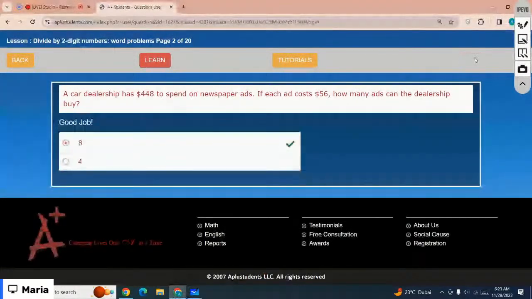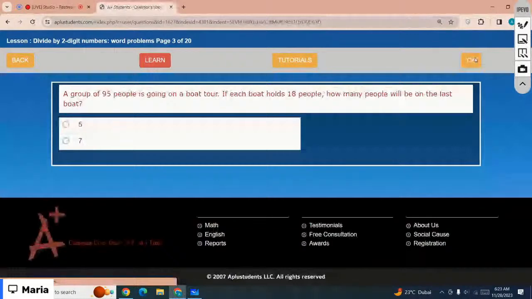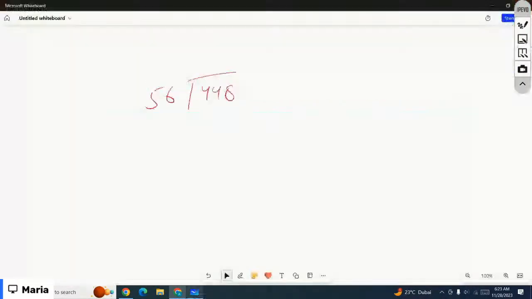Now you're deleting your messages because you don't know how it is 8. Wow, great. You're just guessing the answers. It is 8. You can see here 56 times 8. I just asked how it is 8, and you keep removing your messages. 8 times 6 is 48. 8 times 5 is 40, and 4 more. The correct option is 8.